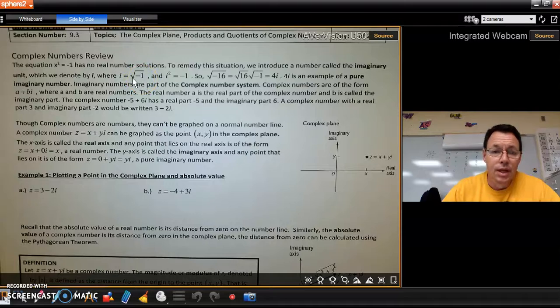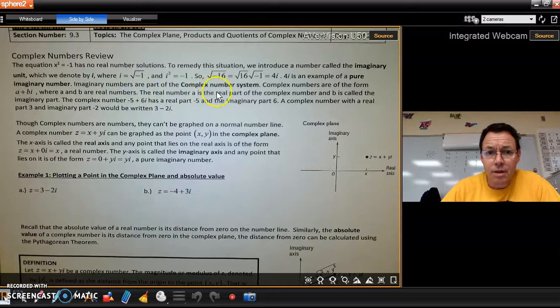So i is an imaginary number, and it represents the square root of -1. There are no square roots of negatives, but if you use that, we can take the square root of something like -16 by simply separating it into the square root of 16 times the square root of -1. The square root of 16 is 4, and the square root of -1 is i. So 4i, which would be the solution to the square root of -16, is an example of what's called a pure imaginary number.